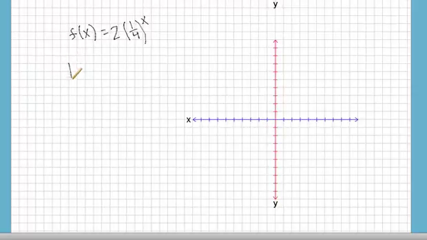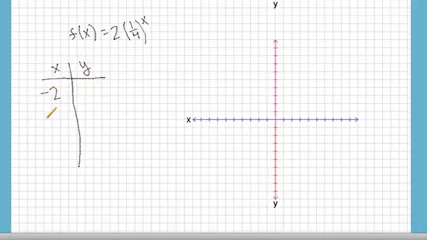Here's x, y. So I'm going to make a little x, y chart. I'm going to plug in -2, -1, 0, 1, and 2. We're going to plug in -2 first, and do some scratch work down here. 1/4 to the -2. That -2 flips the fraction, so it'll be 4, and then the exponent becomes positive. So this becomes 16 times 2, which is 32.